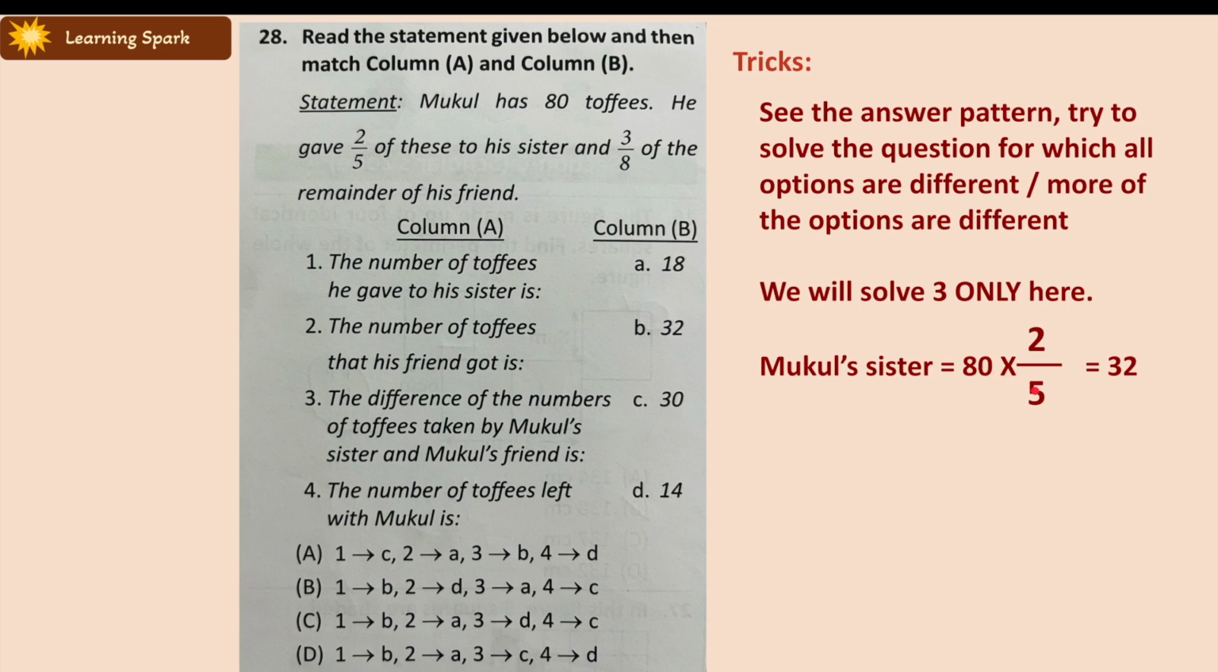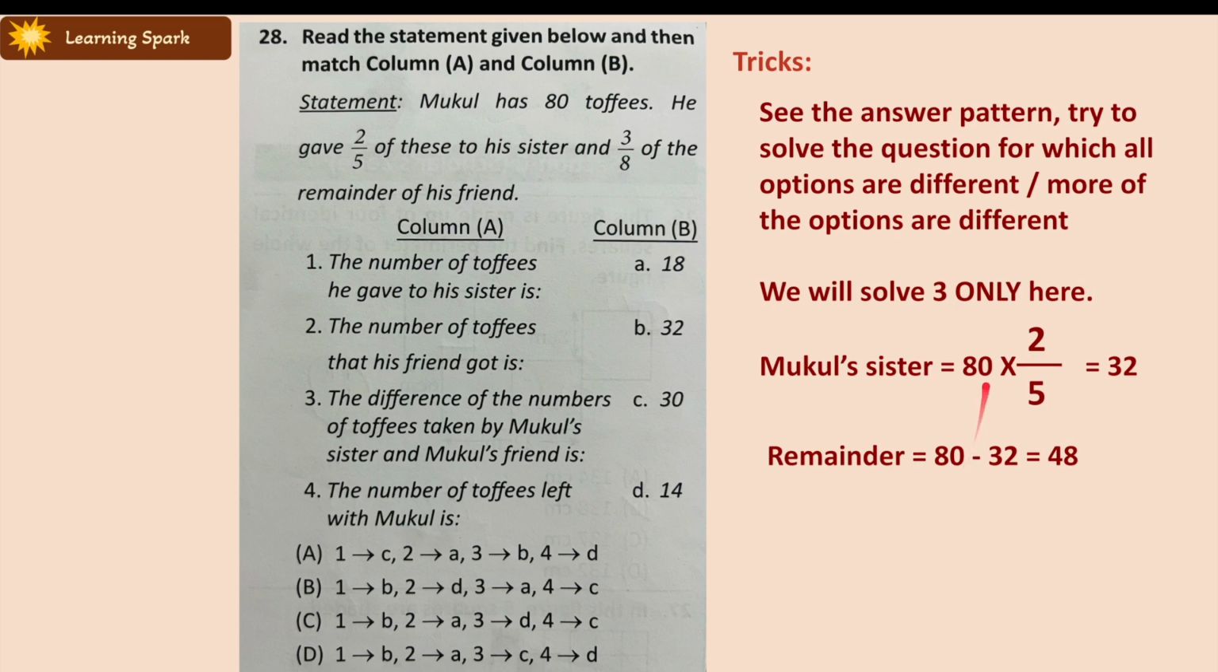80 by 5, which means 16, and 16 into 2 equals 32. So total 32 toffees his sister will have. Now next is how much his friend will have. His friend will have 3/8 of the remainder of the toffees. So let's find out the remainder. The remainder means how many are remaining.